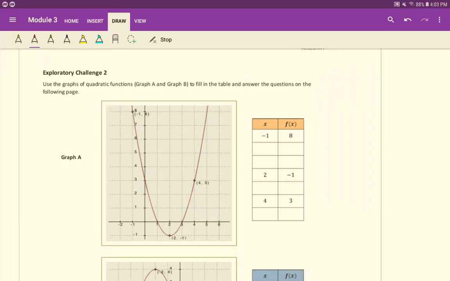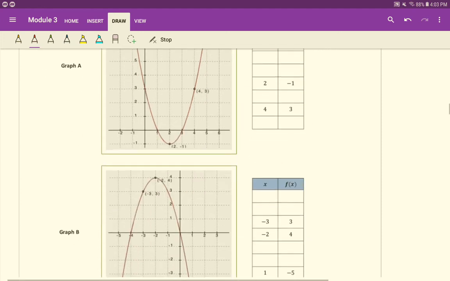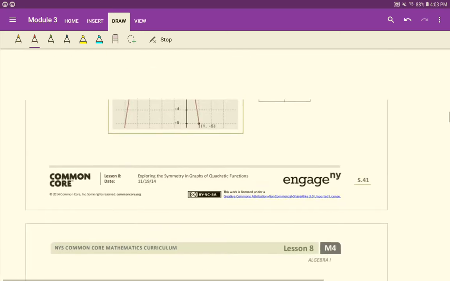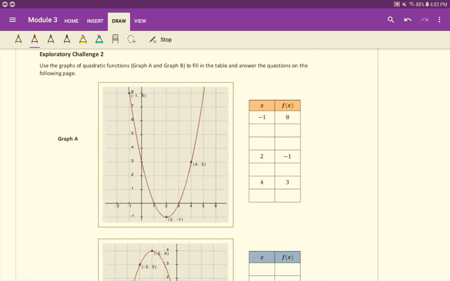In this next video, which is for Module 3, Lesson 4, we are going to take a look at some actual graphs of parabolas and match some tables and also talk about some other characteristics of these things too. Okay, so let's talk about graph A here.